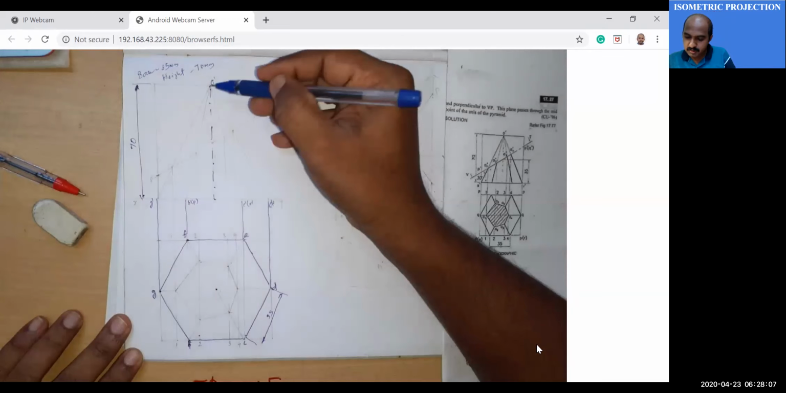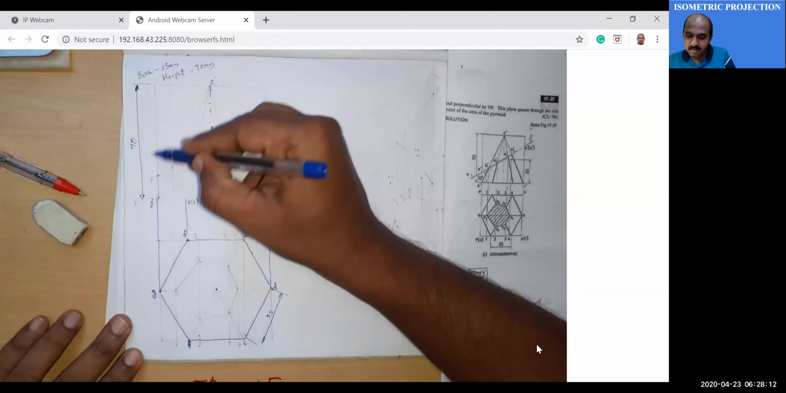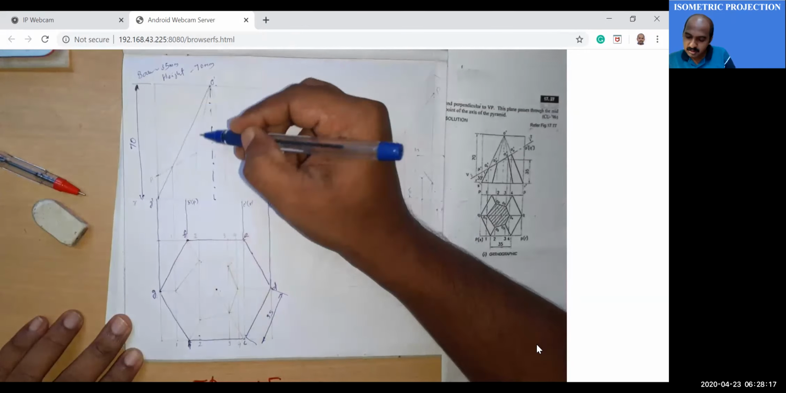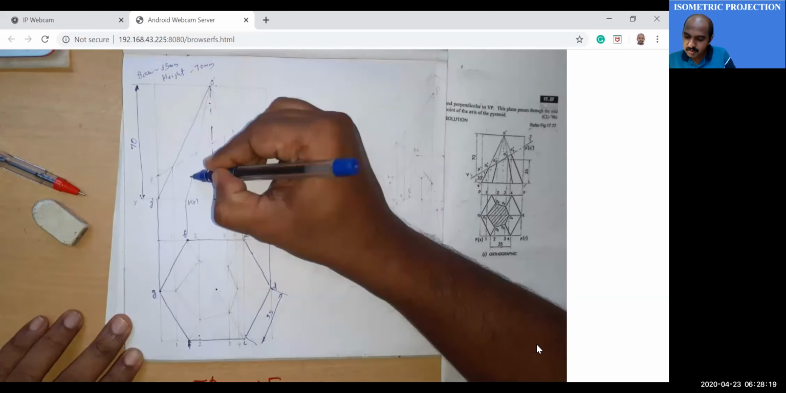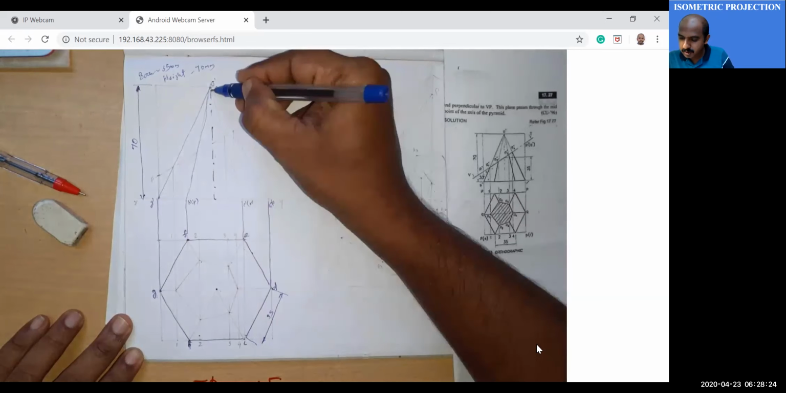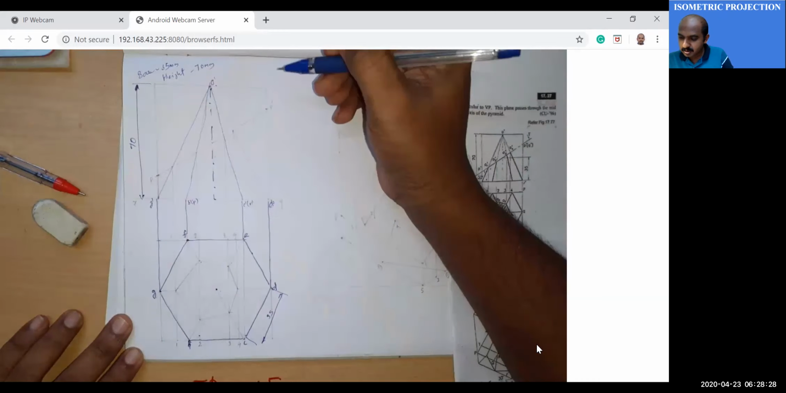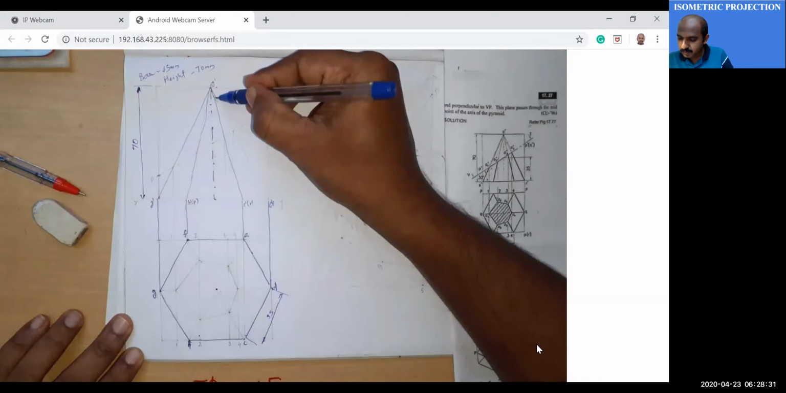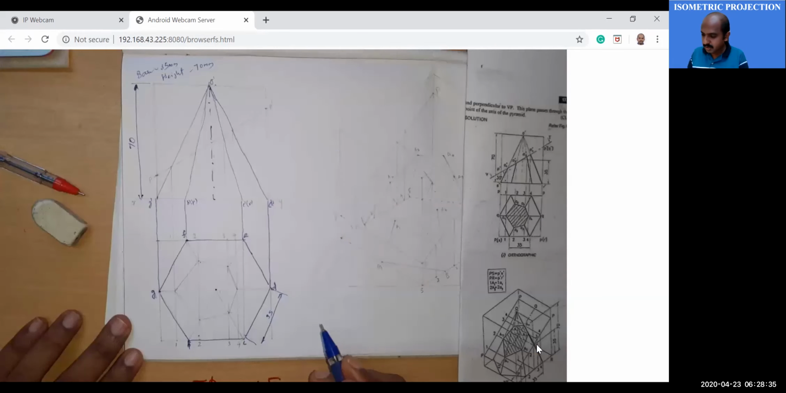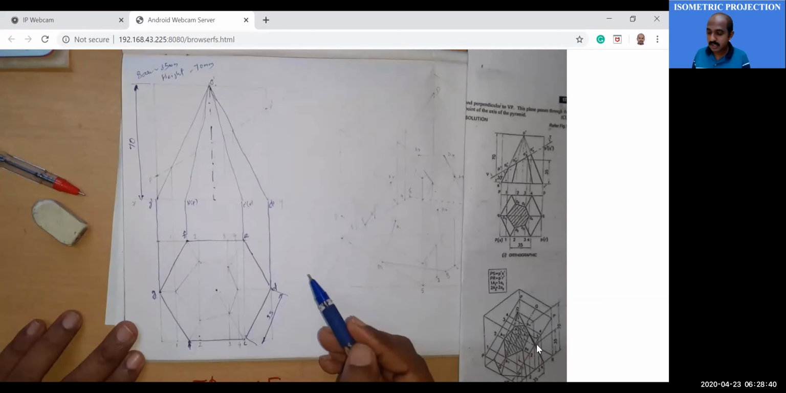This is O dash, which is at a height of 70, and you connect from G dash to O dash, D dash and F dash to O dash, then O dash to C dash, then O dash to D dash. So now we have completed the front view of the uncut solid. Now we are going to draw the section plane.